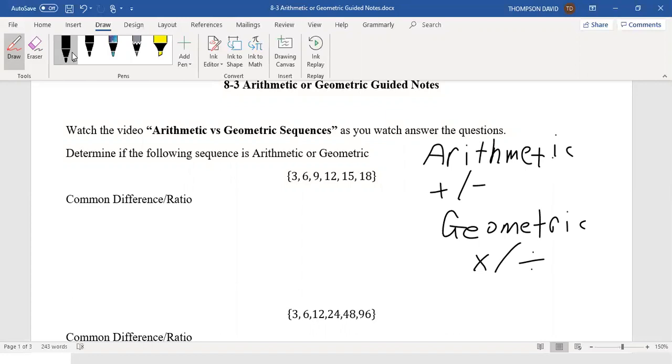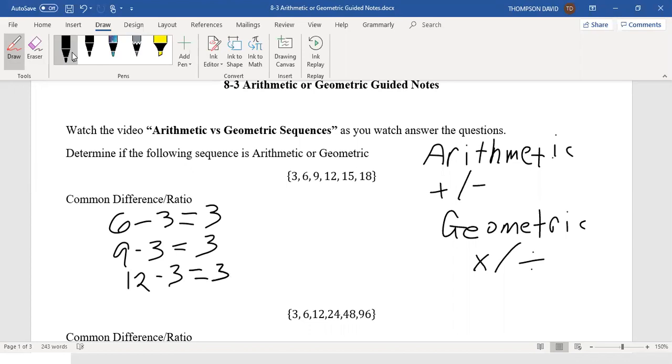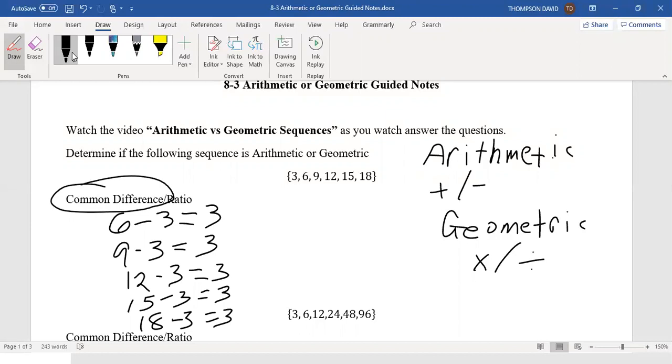Let's start first by subtracting. So what we're going to do is subtract each subsequent term by its previous term. So we'll start with 6 minus 3. That would give me 3. Then we try 9 minus 3. That's also 3. Then we have 12 minus 3, which is also 3. We have 15 minus 3, which is also 3. We have 18 minus 3, which is also 3. So we have a common difference. So this is an arithmetic sequence.